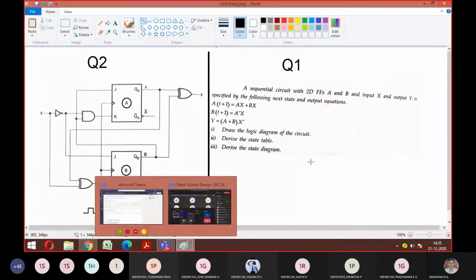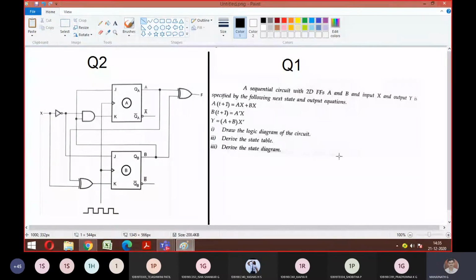Yes, sir. So this problem is done already or not for the other section? No. Okay, fine, then we'll proceed. Just make a note of question number 1, everyone. Question number 1. I think it's visible, right?